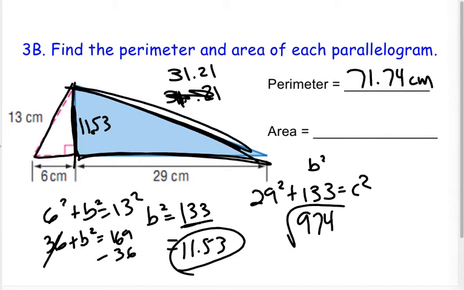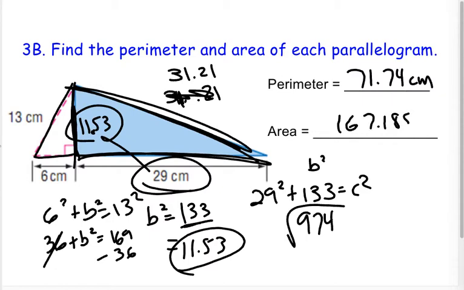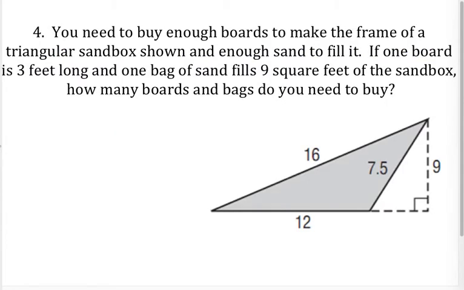Now area is a little bit easier. Area is just going to be this one times this one divided by 2. So 29 times 11.53 divided by 2 is going to be 167.185 centimeters squared. If your calculator is a little bit off or a little bit different on the final decimal point, that's fine.